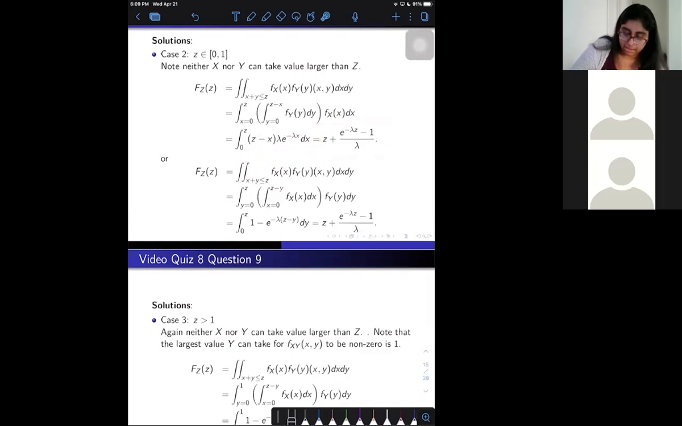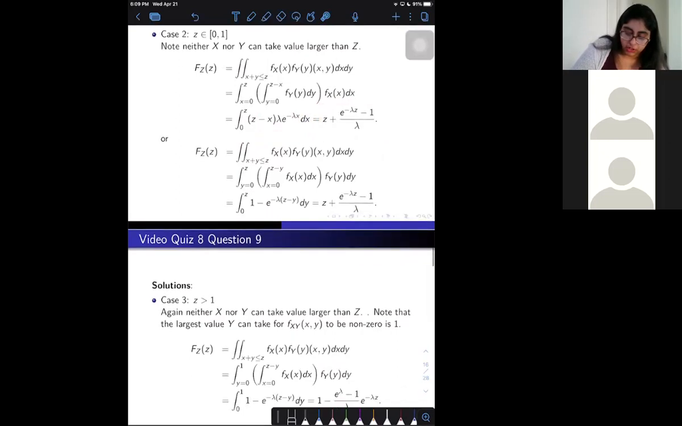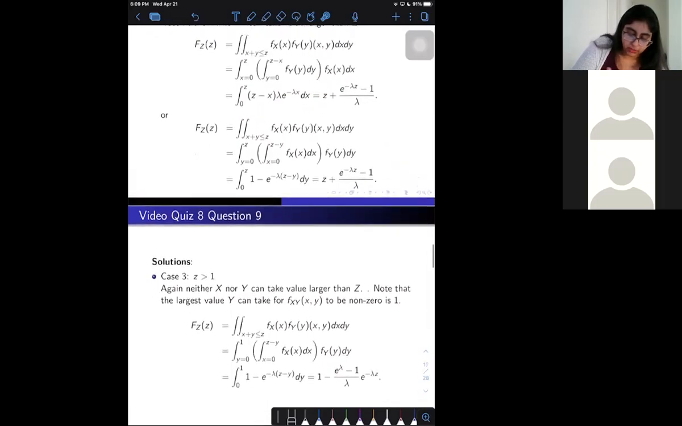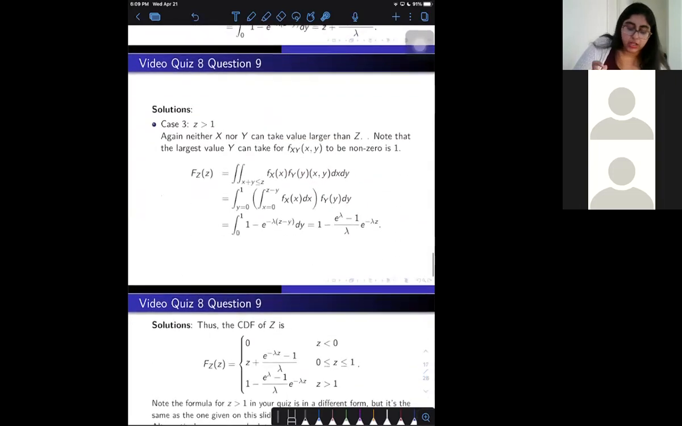Or you can also do it the other way around. Here we integrated y first, but we can also integrate x first, and then integrate y. It doesn't matter how you do it, you're going to end up with the same result. Now case 3 is when z is greater than 1.